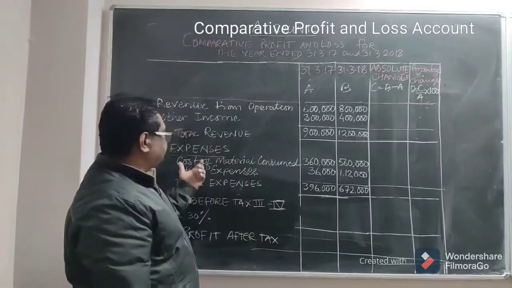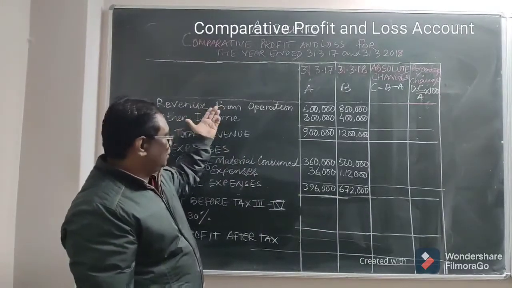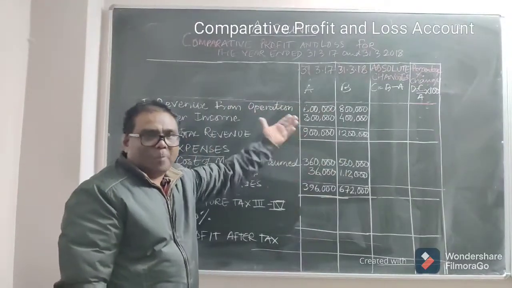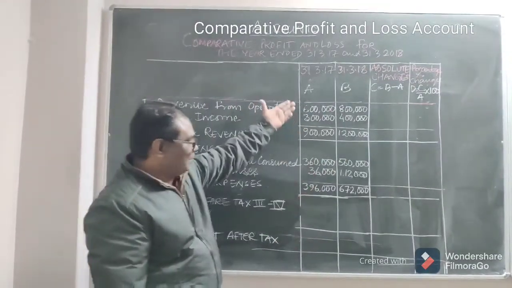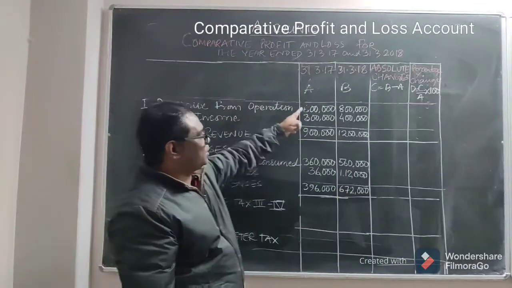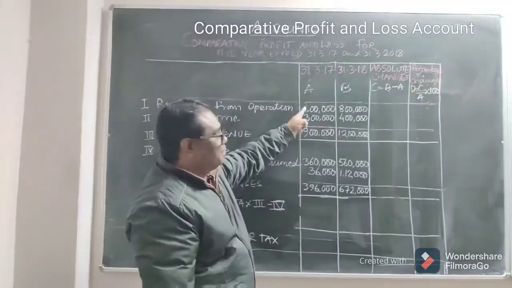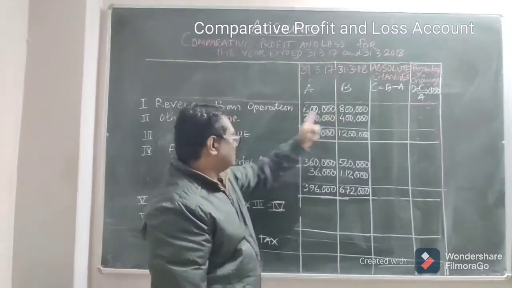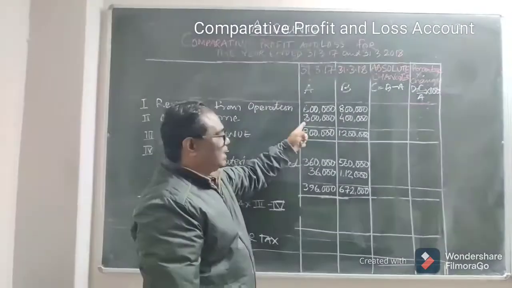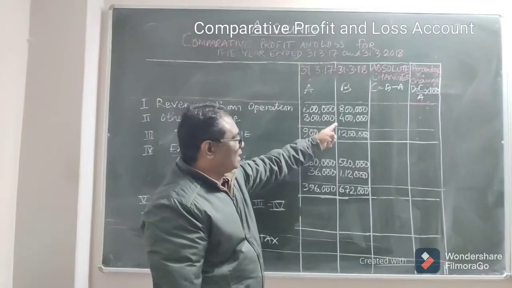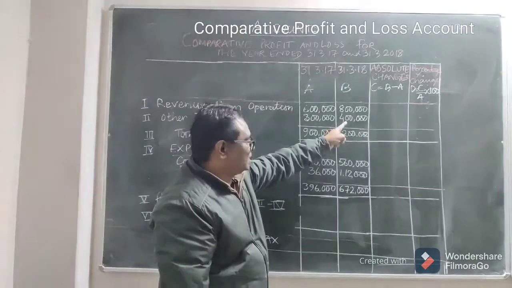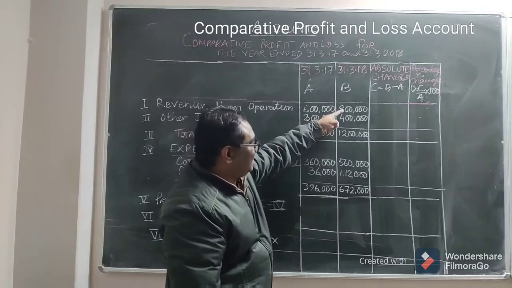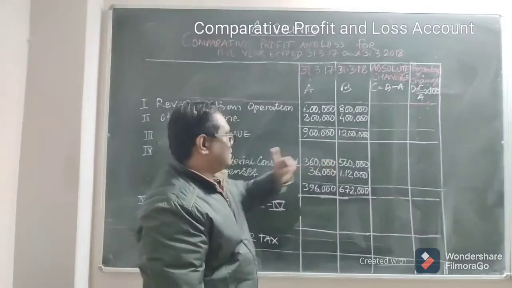Now I have taken this question here. Directly, A and B are copied and pasted from your question. First is revenue from operations, 6 lakhs in the previous year, 31st March 2017, and 8 lakhs for 31st March 2018. Similarly, other income is given as 3 lakhs, and 4 lakhs for the current year. So total income is 6 lakhs plus 3 lakhs, 9 lakhs, and the current year is 8 lakhs plus 4 lakhs, 12 lakhs.